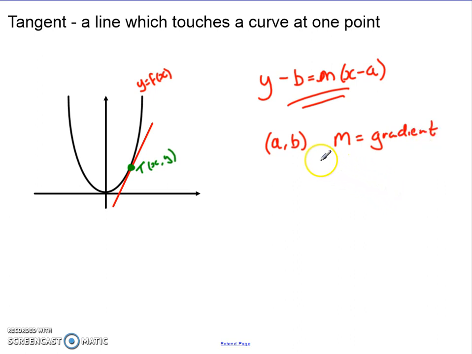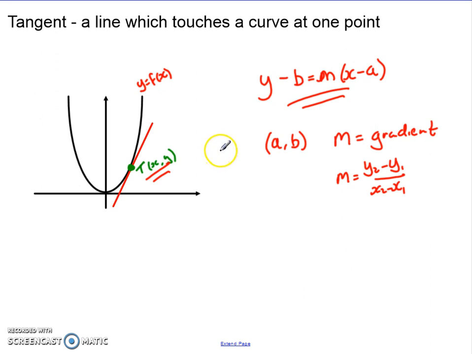So we need the gradient as well. Now, (a, b) can be taken from any point where it touches. So in this case, if I was to get the equation of this tangent, my (a, b) would be taken from the point T where it touches. The gradient, however, is slightly more tricky. Now, to normally calculate the gradient of a line, we need 2 points, because we need to use m equals y2 minus y1 over x2 minus x1. However, imagine we had this scenario here, and I only gave you 1 point. How could I calculate the gradient of the line if I only have a single point?